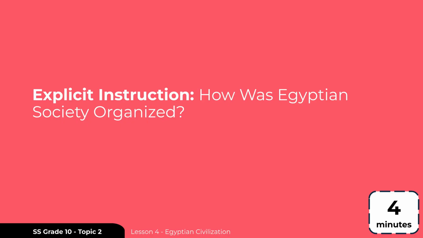Egypt had a social hierarchy, meaning people were arranged into levels with different amounts of power, wealth, and responsibility. As we look at the social pyramid, pay attention to two things: who held the most power, and which groups performed the work the civilization depended on.